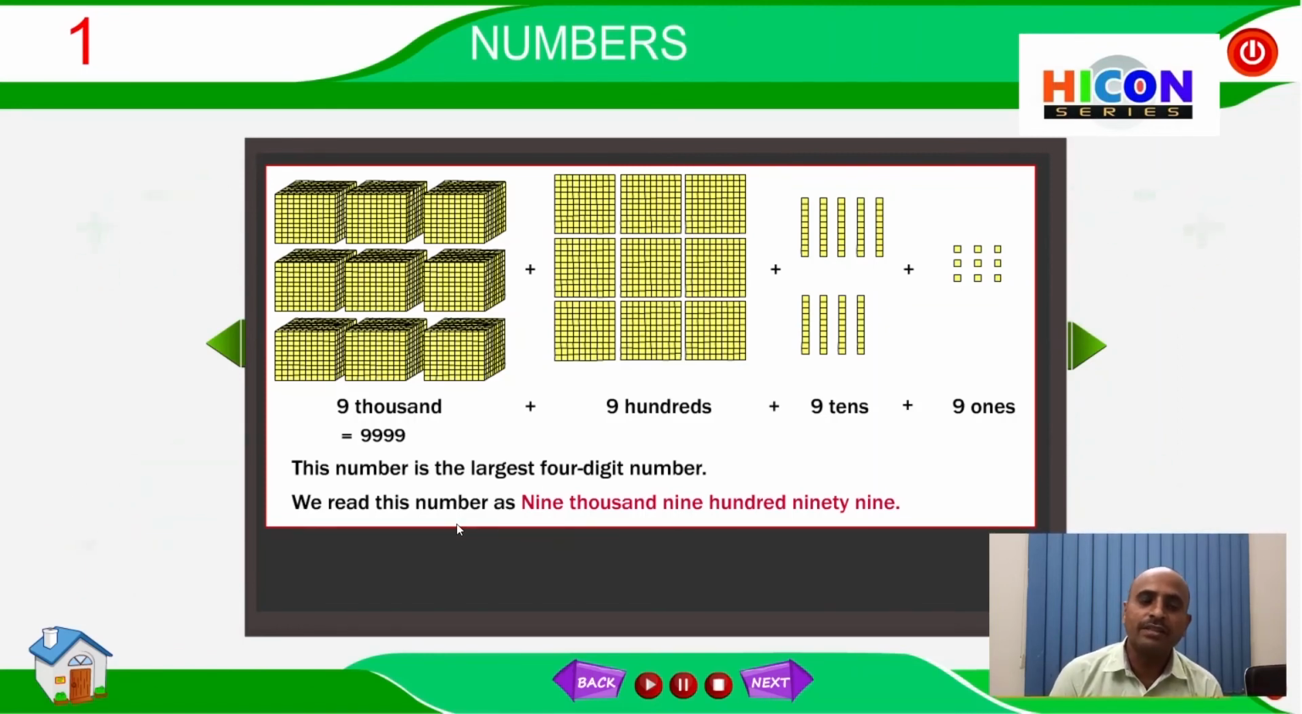We read this number as 9999. In this way we can represent thousands by using cubes, hundreds by using sheets, tens by using strips, and ones by using small pieces. In this way we can represent the largest and smallest 4-digit numbers. Go to the next part.